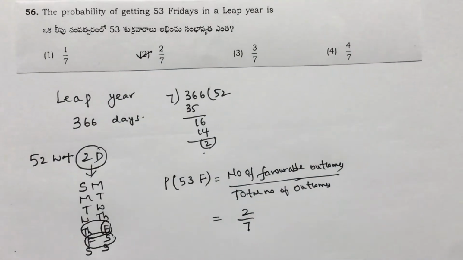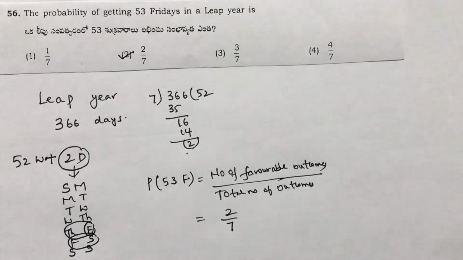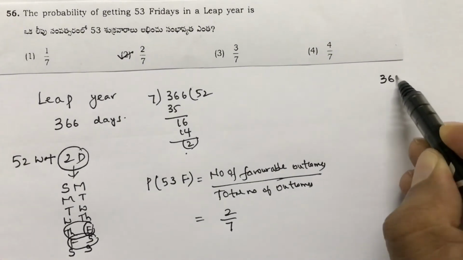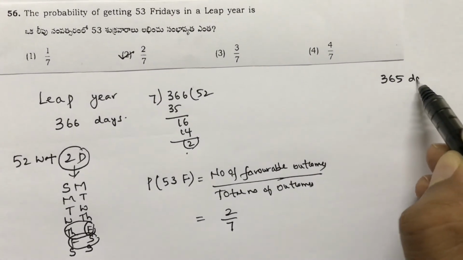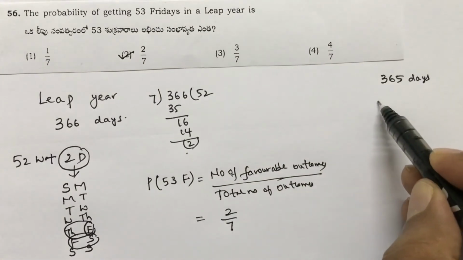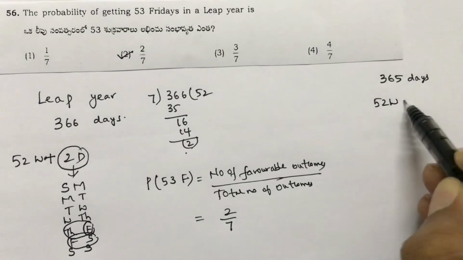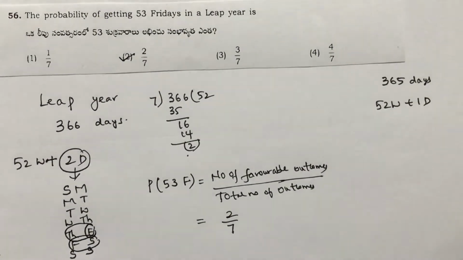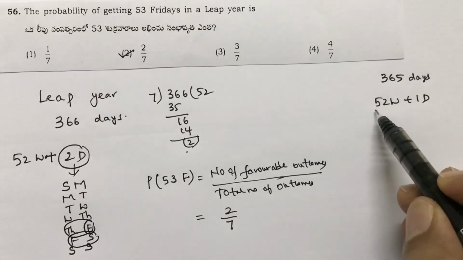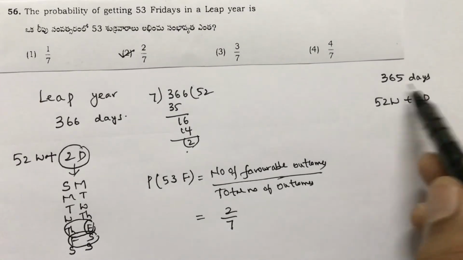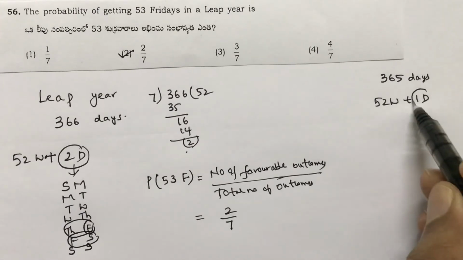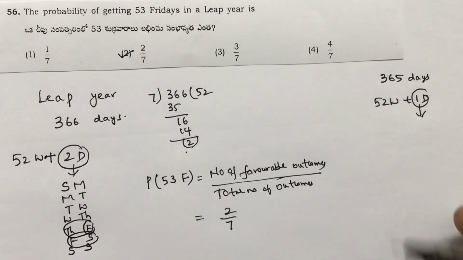Now I also want to explain, if it's a normal year, not a leap year, we have 365 days. Then the remainder will be 1, so we'll get 52 weeks plus 1 day. So if you want 53 Fridays in a year which is not a leap year, the 53rd Friday will be decided by this 1 extra day.